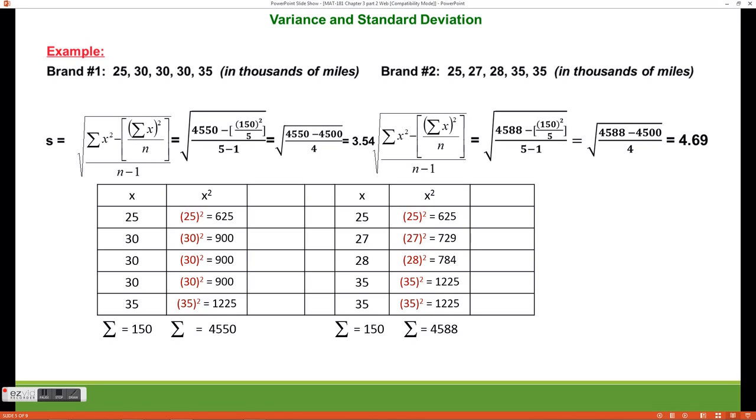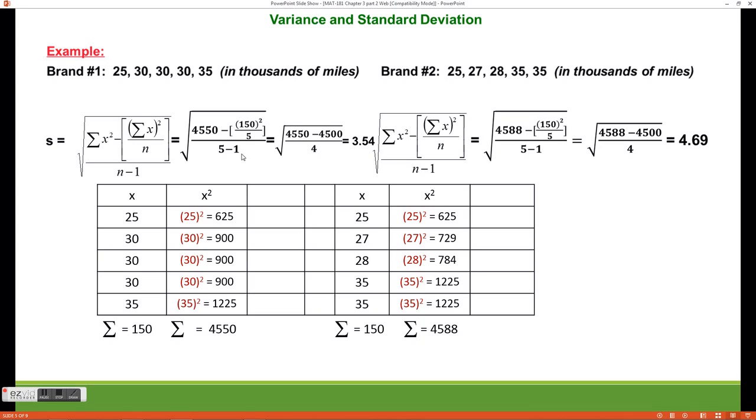I know it can seem confusing, but the sum of x squared values is not the same as the sum of x values, which is a number I'm going to square. The 4,550 came from squaring all the x values first and then adding them up. The right side of the numerator tells me to add all the x values up first, which gives 150, and then to square that 150.